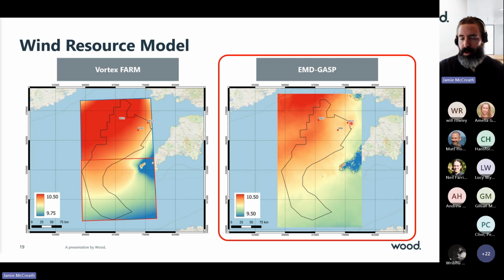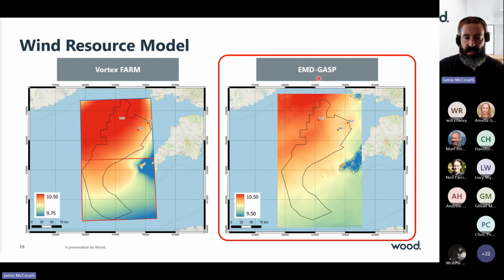But that's not a compromise in any way, I should say, is that both models showed excellent cross prediction in the areas that it was available. So they're both considered to be appropriate for proceeding with. So that's basically the selection of the model. So we've come down to the point of using the GASP model from EMD.